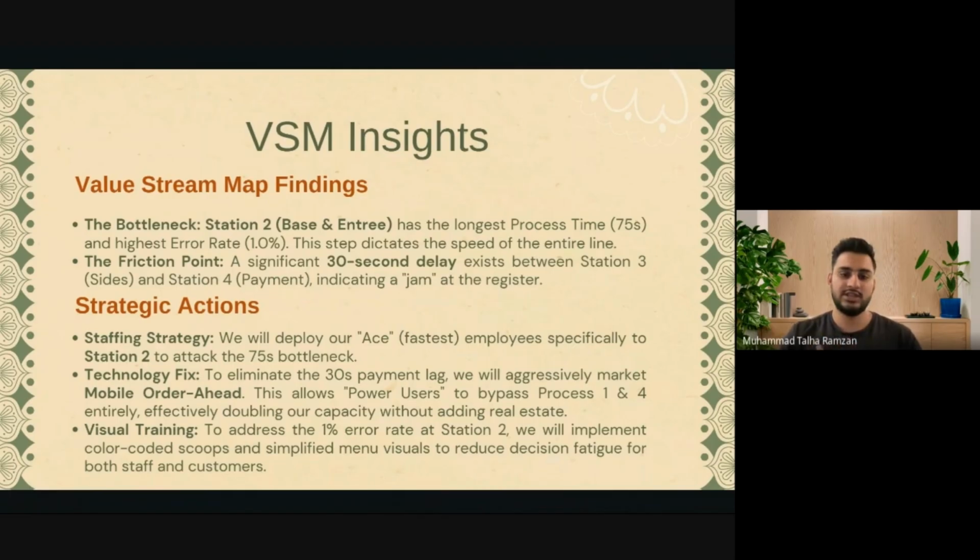So the strategic actions we can take to make our experience better: we'll deploy our fastest employees at station 2 to attack the 75-second bottleneck. Then for technology, to eliminate the 30-second lag, we're going to encourage people to order ahead on our online app. That way, they can bypass processes 1 and 4 from the value stream map. And to decrease the error rate, we can have some sort of visual training. For example, we can have different colored utensils for different proteins, which will make the error rate lower.